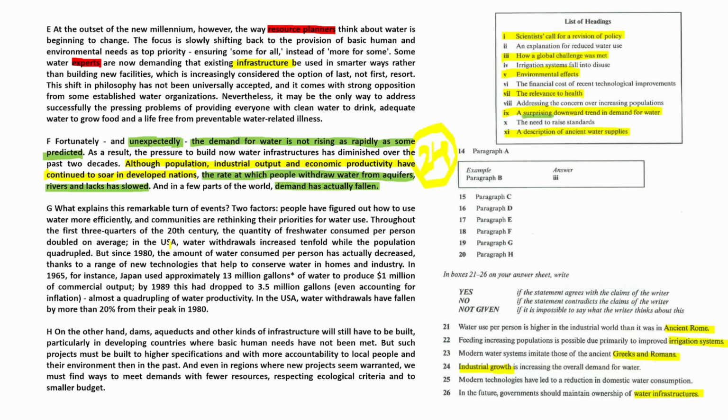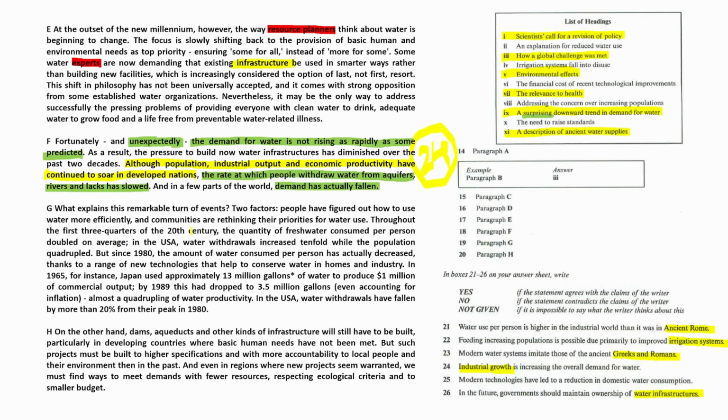Okay, you have already paused the video. And did you find it? What is the answer? Is it about financial cost? It's about gallons of water to produce 1 million of. So financial cost of recent technological improvements. It says technological improvements, right? In this option. I think it is 2 or 6. Now let's go and find it out.